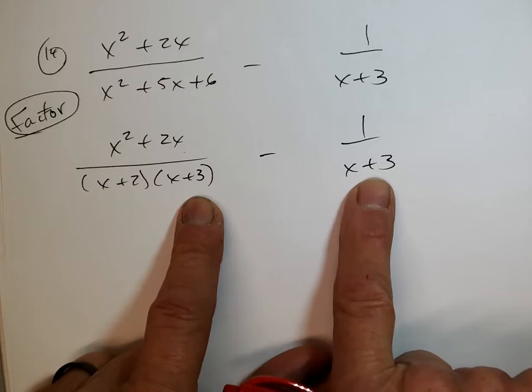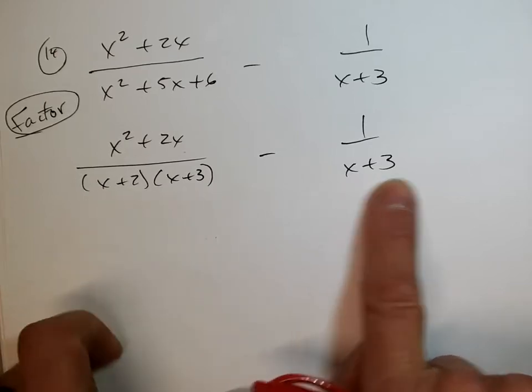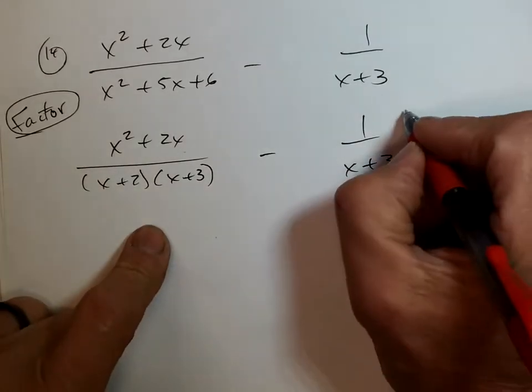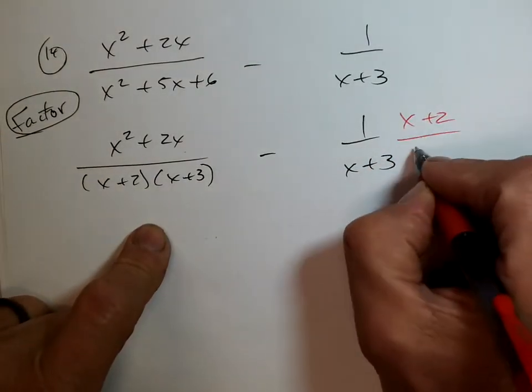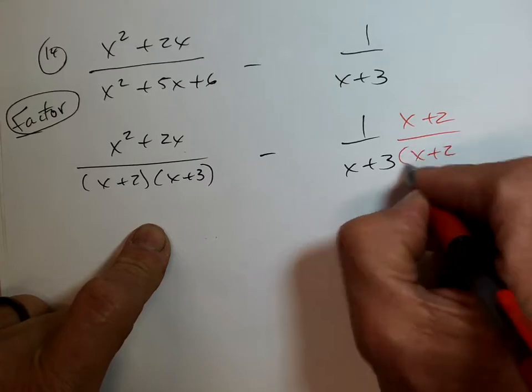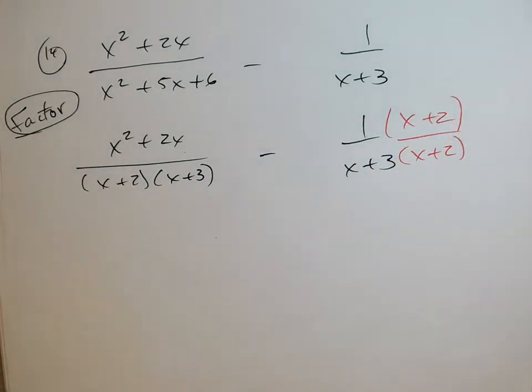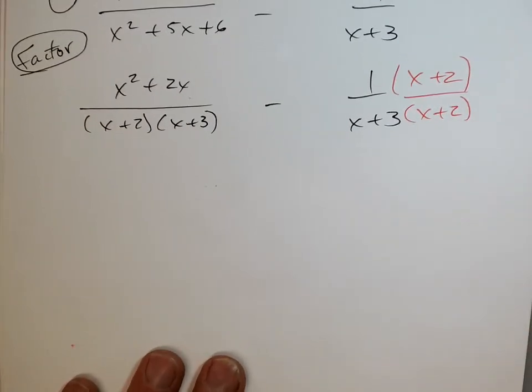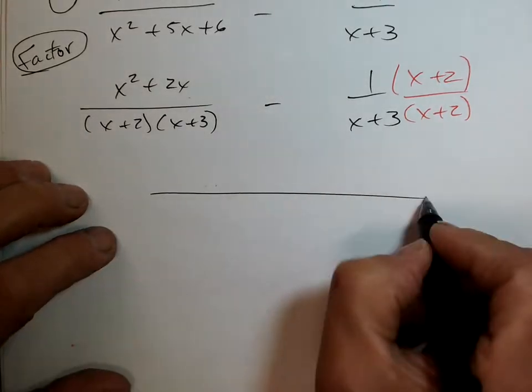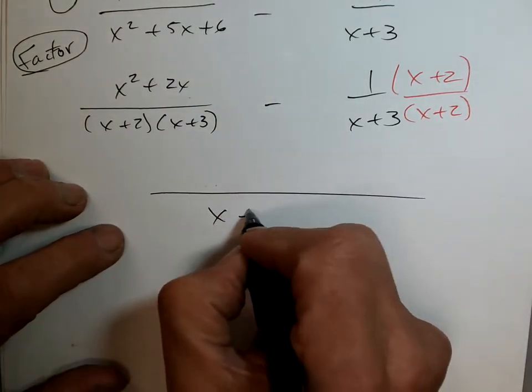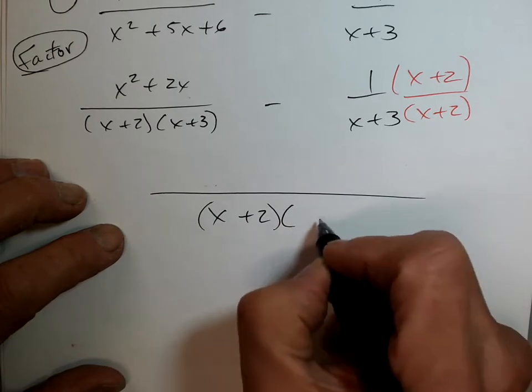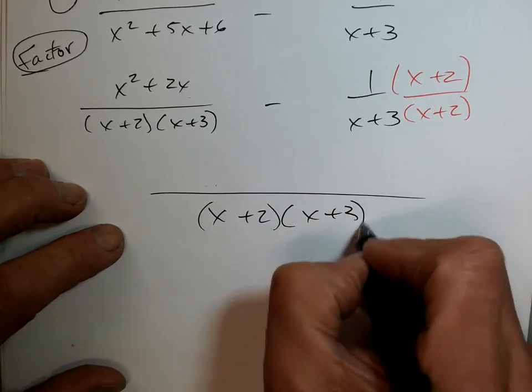They already have a common x plus 3, right? They need an x plus 2. So I need to give this fraction an x plus 2. So I'm going to give this fraction x plus 2 over an x plus 2, and then I'll have my common denominator. So what is my common denominator? It is x plus 2 times x plus 3. That's my common denominator, okay?